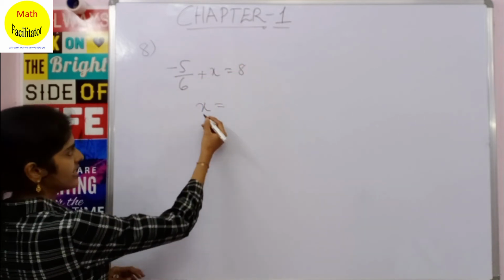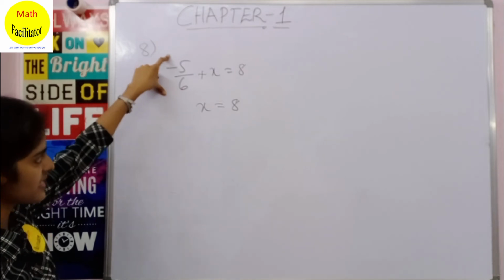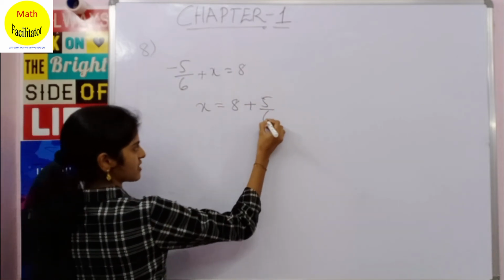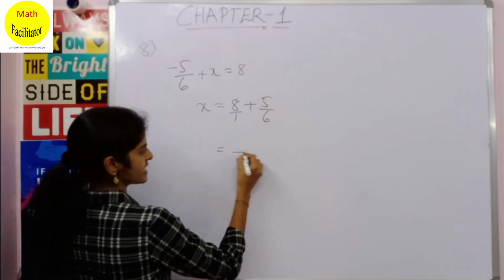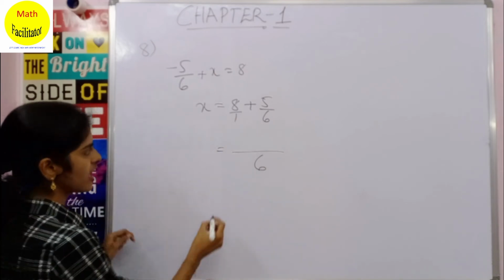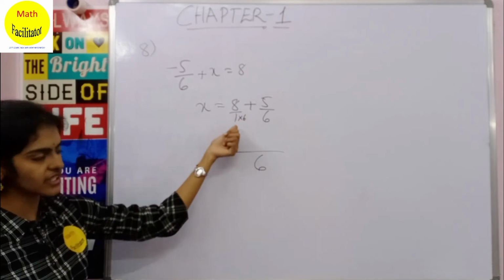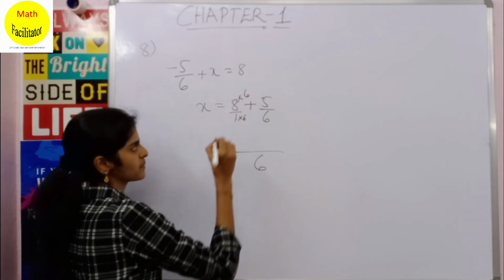Clear? So x is equal to 8. Now this is minus 5 by 6. Now minus 5 by 6, if it goes to the other side, it becomes what? Plus 5 by 6. Okay, so 8 is nothing but 8 by 1. So simple LCM is 6. Now here you have 1, so you will multiply 1 with 6 to equate both the denominators. Okay, so here you are multiplying by 6, so numerator also you will multiply by 6.